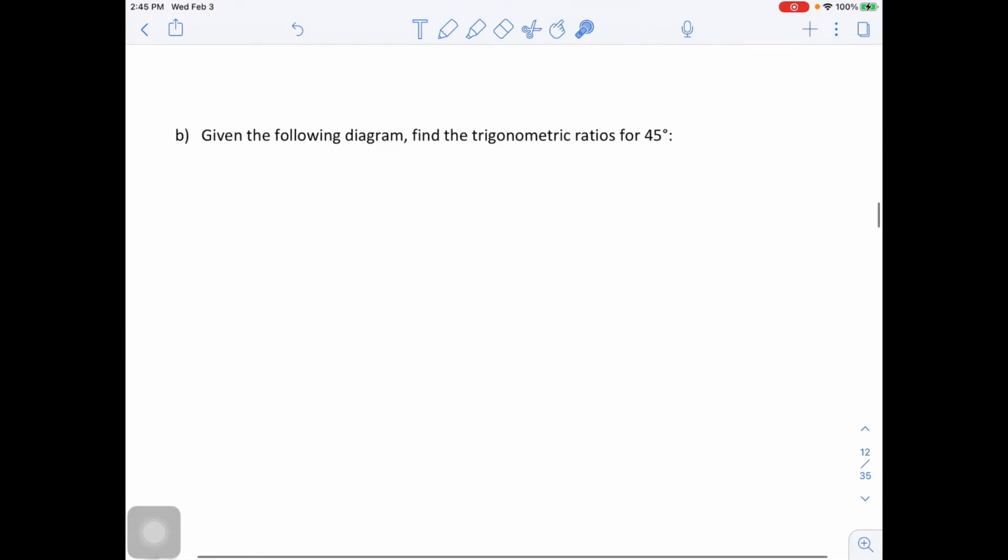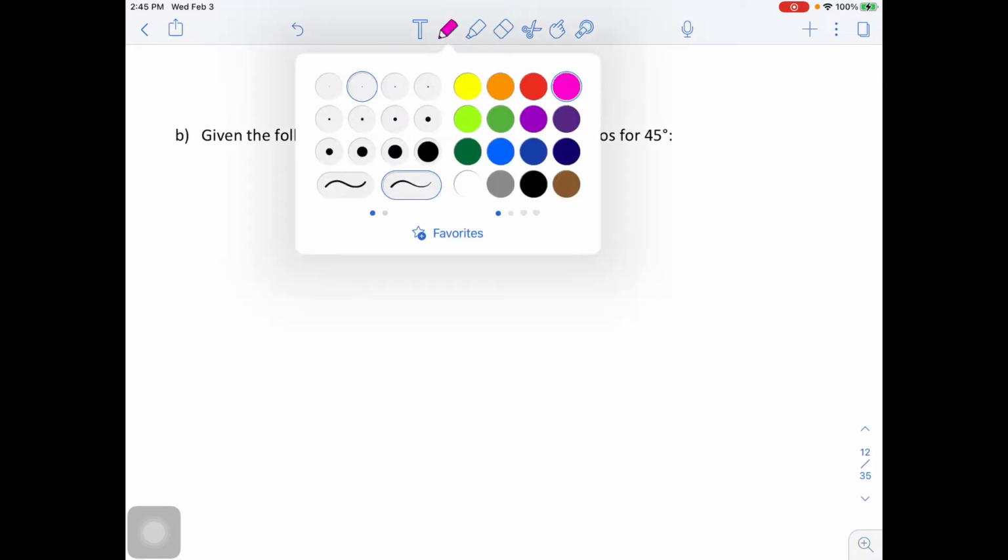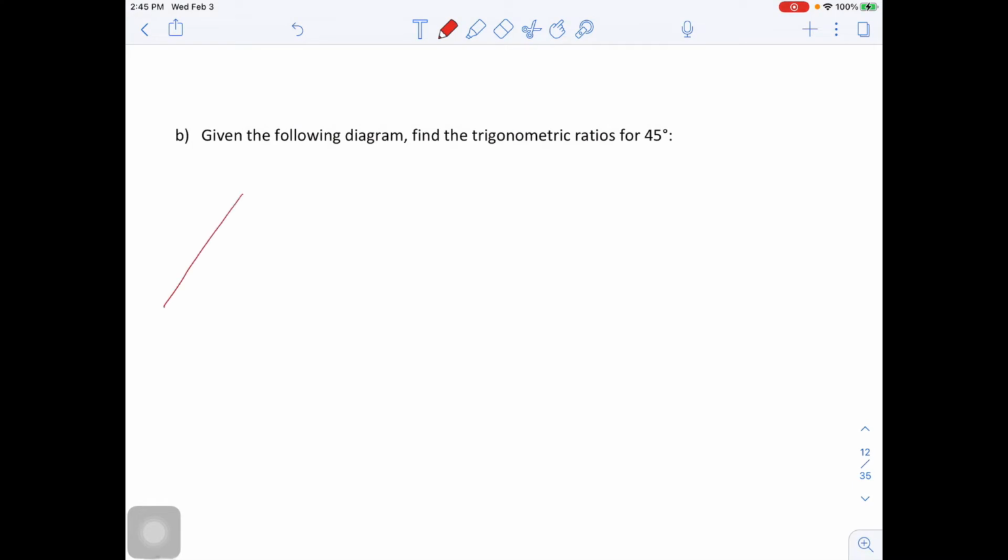So let's go to B, and given the following diagram, find the trigonometric ratios. So due to annoying formatting, I'm going to just quickly draw out this other triangle here.